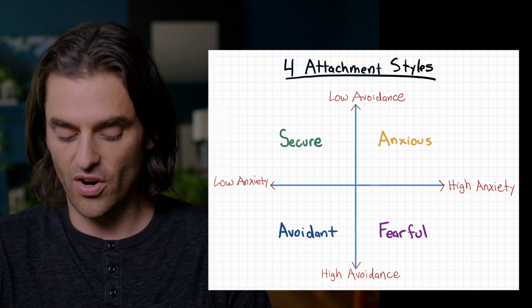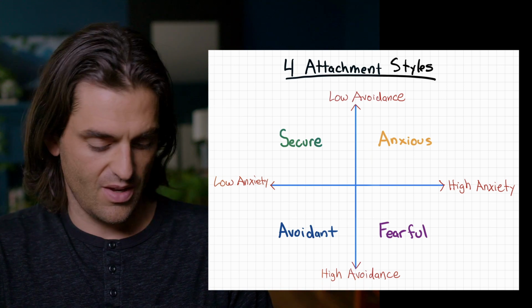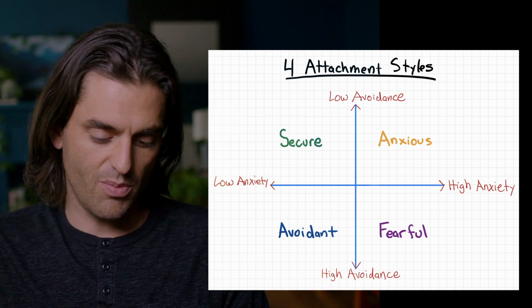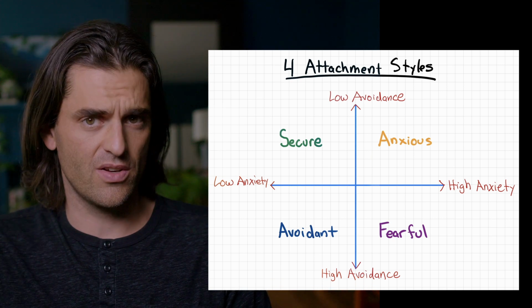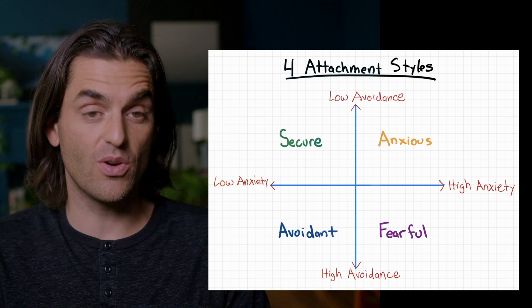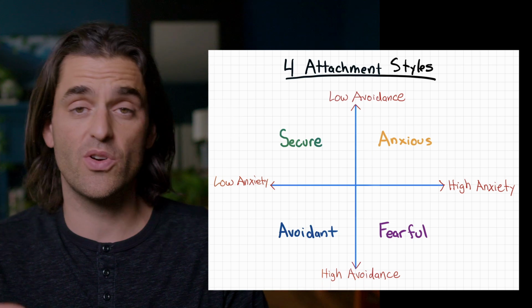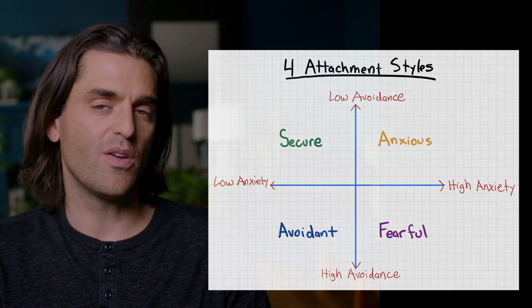So you've got secure in the top left, anxious attachment in the top right, bottom left, you've got avoidant. The bottom right has a few different names, but it's basically anxious and avoidant. So sometimes you'll hear people say anxious avoidant, or it'll also be called fearful, dismissive, or I've also heard unresolved. So there seems to be a number of different names. I'm going to call it fearful.